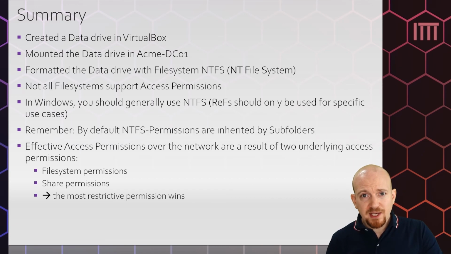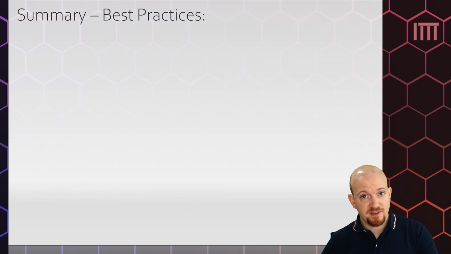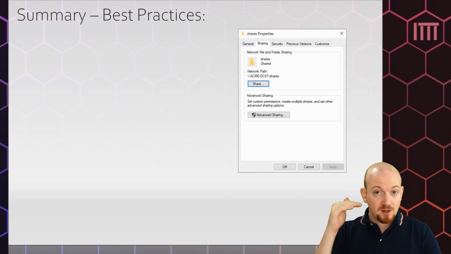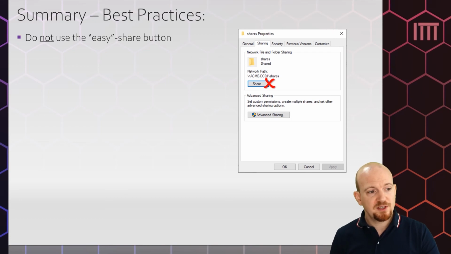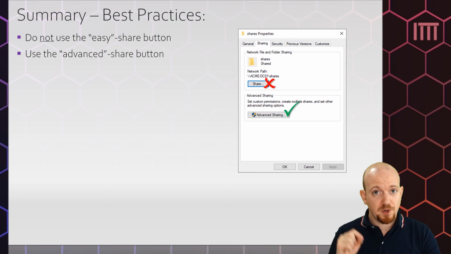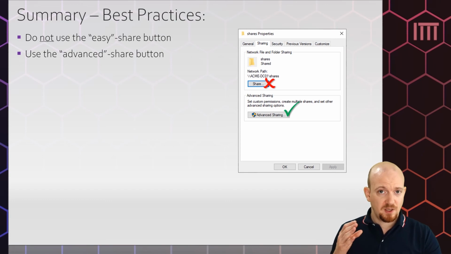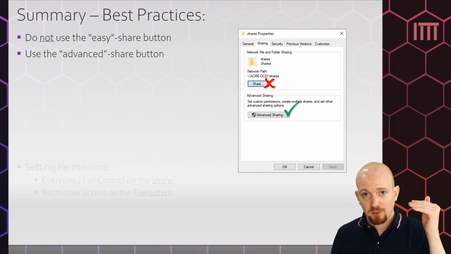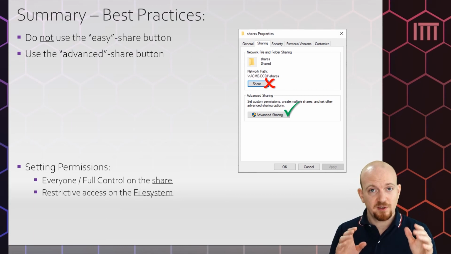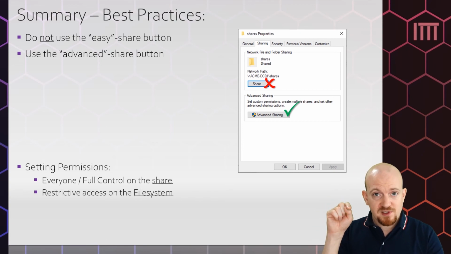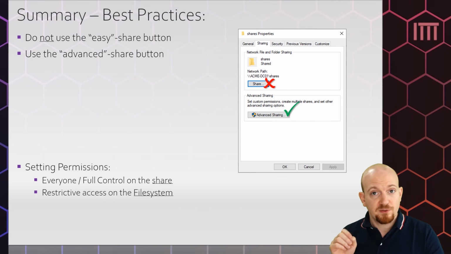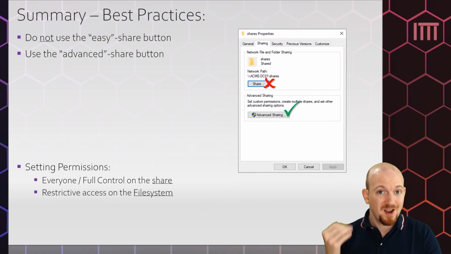So let's quickly recap the best practices we've learned in this episode. You should not use the sharing wizard on the top of the window on this screenshot, but you should use the advanced sharing feature on the bottom of this window. It is best practice to set Everyone full control permission on the share, which sounds insecure, but it's not, because you will set the file system permissions restrictive and the most restrictive permission wins, as we've learned on the last slide.